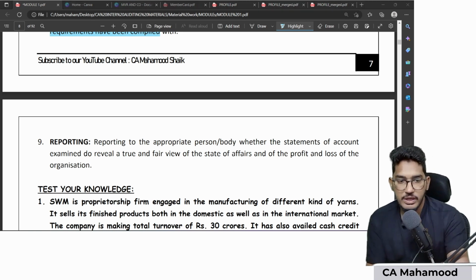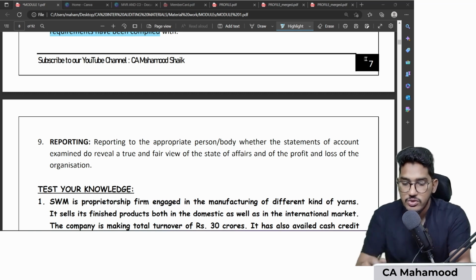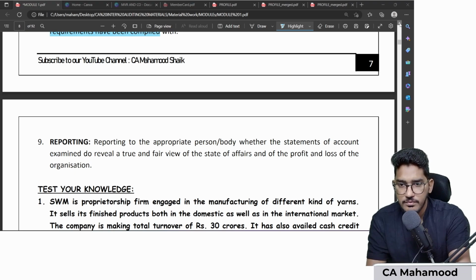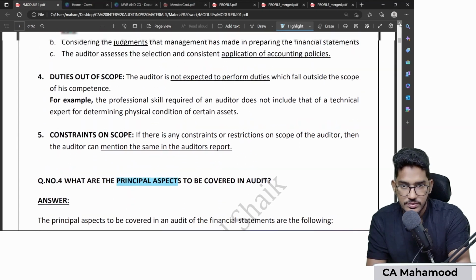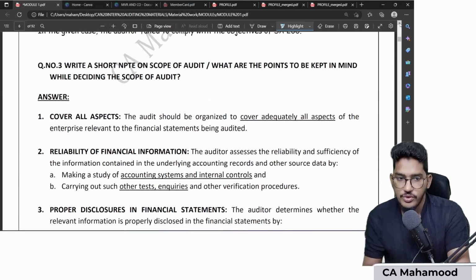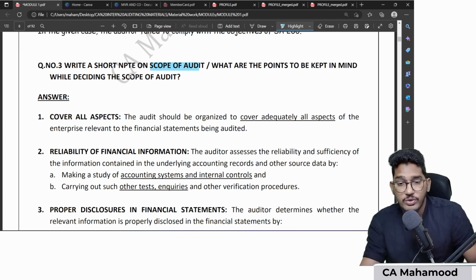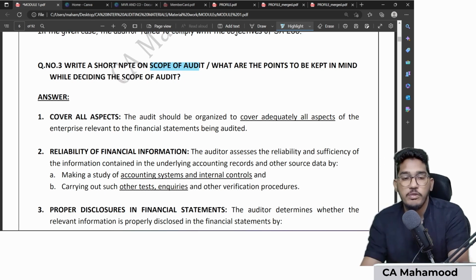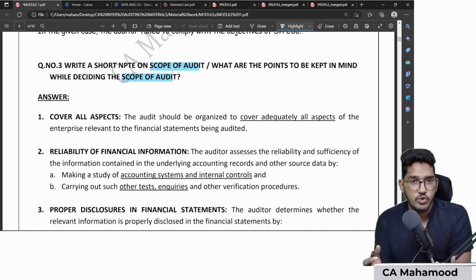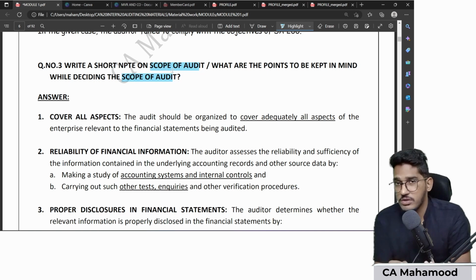Now let us come to the remaining questions. We'll talk now about question number 3. So what is that question number 3 about? Let us have a quick revision. Question number 3, write a short note on scope of audit. Or they might alternatively ask you a question: what factors you have to keep in mind while deciding the scope of audit. Nothing but as an auditor, what will be included in your scope, what you are supposed to do, what you are not supposed to do.